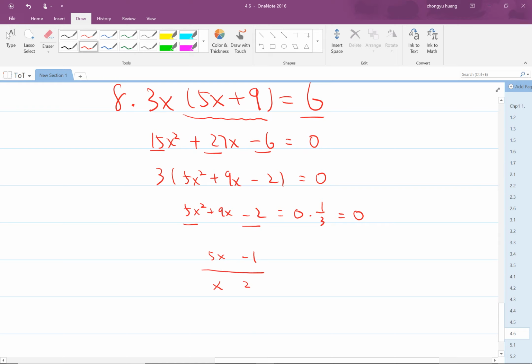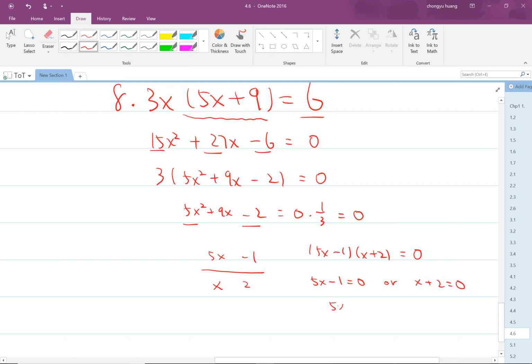Now we draw a line. So (5x minus 1) times (x plus 2) is equal to 0. Now we apply the zero product principle. So 5x minus 1 is equal to 0, or x plus 2 is equal to 0.